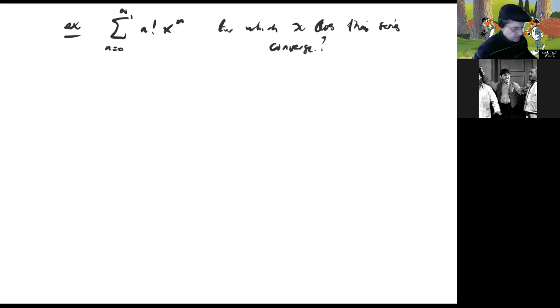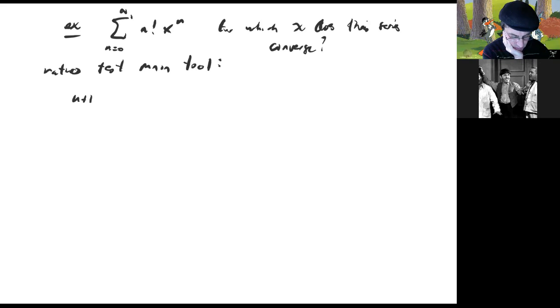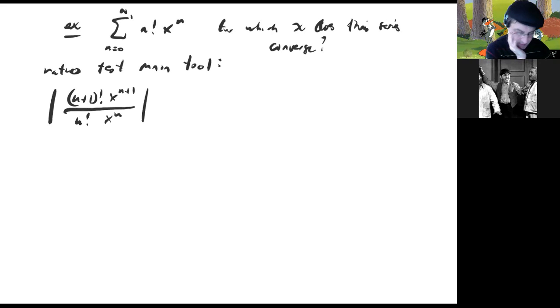Which real numbers x? Well, what we always do is we start off with the ratio test with these types of questions, or maybe the root test in some cases. But the ratio test is the main tool. And how it works is, well, what is the n plus first term? That would be (n plus 1) factorial x to the n plus 1. And what is the nth term? That would be n factorial x to the n. We take the quotient, and then we let n go to infinity.